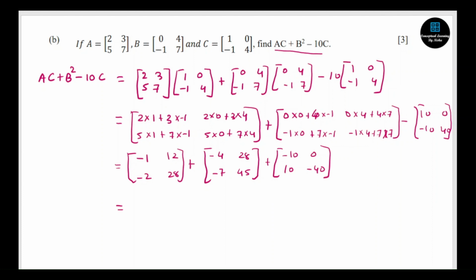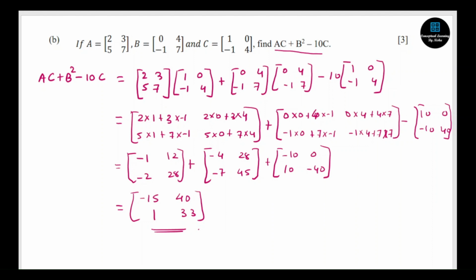So what do we get? Minus 1, minus 4 is minus 5 and minus 10. So that gives me minus 15. This is 12 plus 28 and 0. So if I add, I'll get 40. Minus 2 minus 7 is minus 9. Plus 10 is 1. And this is 45 minus 40 is plus 5. And 28 plus 5, that gives me 33. Correct? So see, if you do it step by step, always you will get the correct answer. Alright. So be patient and solve it properly.